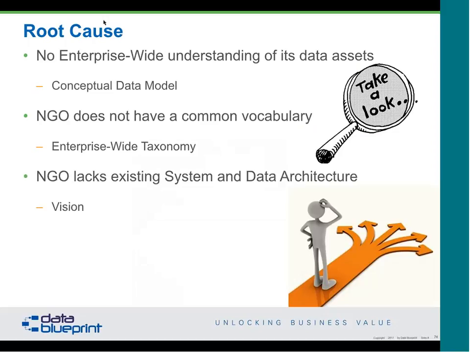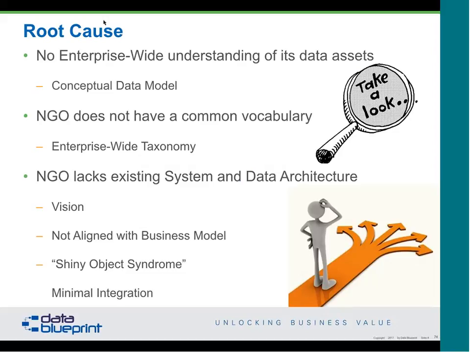And then the last thing is they lacked existing system and data architecture, and really they lacked an overall vision. And the vision they had was not aligned with their business model. And of course, SOS, right? Yeah. And then always the shiny object syndrome. So pretty much if they saw a tool and it looked like it might work, they would buy it instead of actually looking at the data, did it actually fit within the organization? And that led to minimal integration across the enterprise.